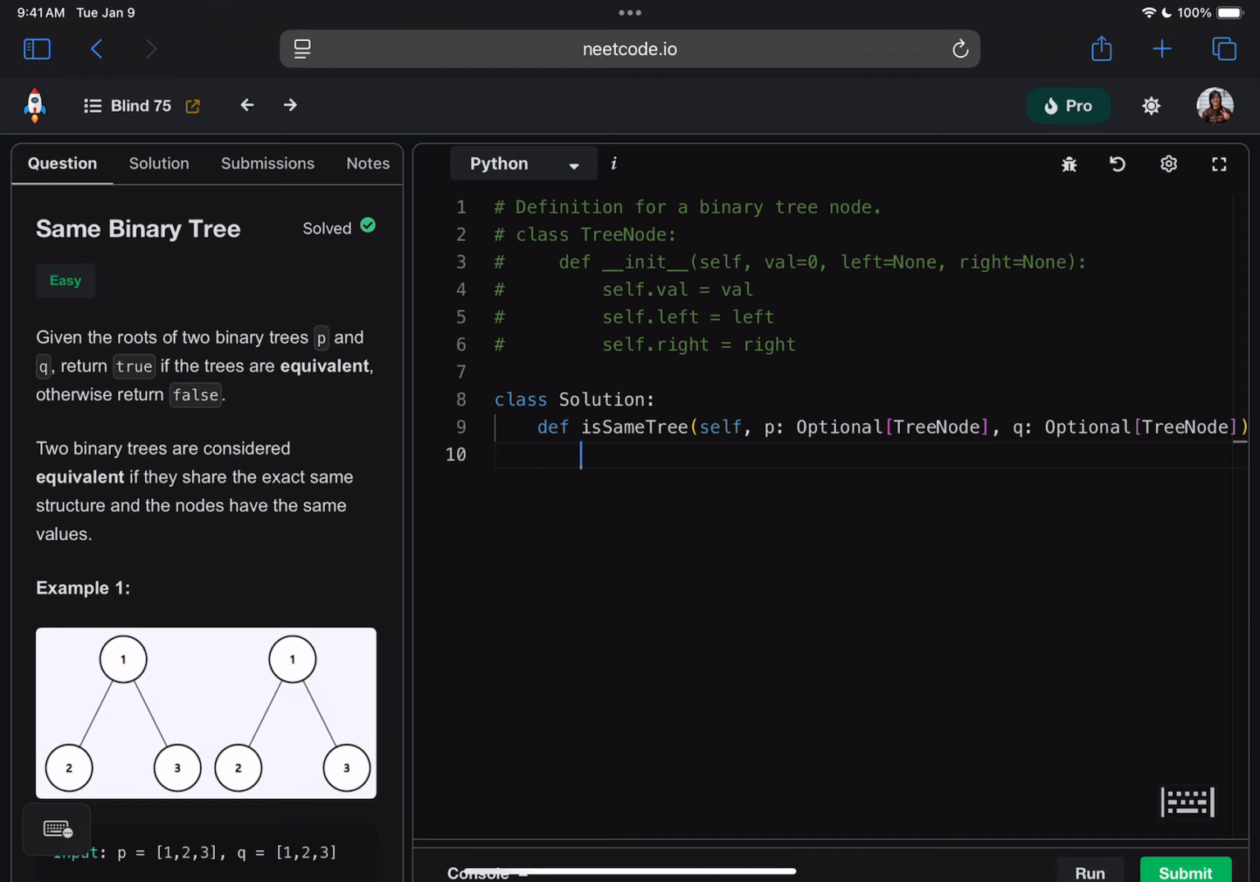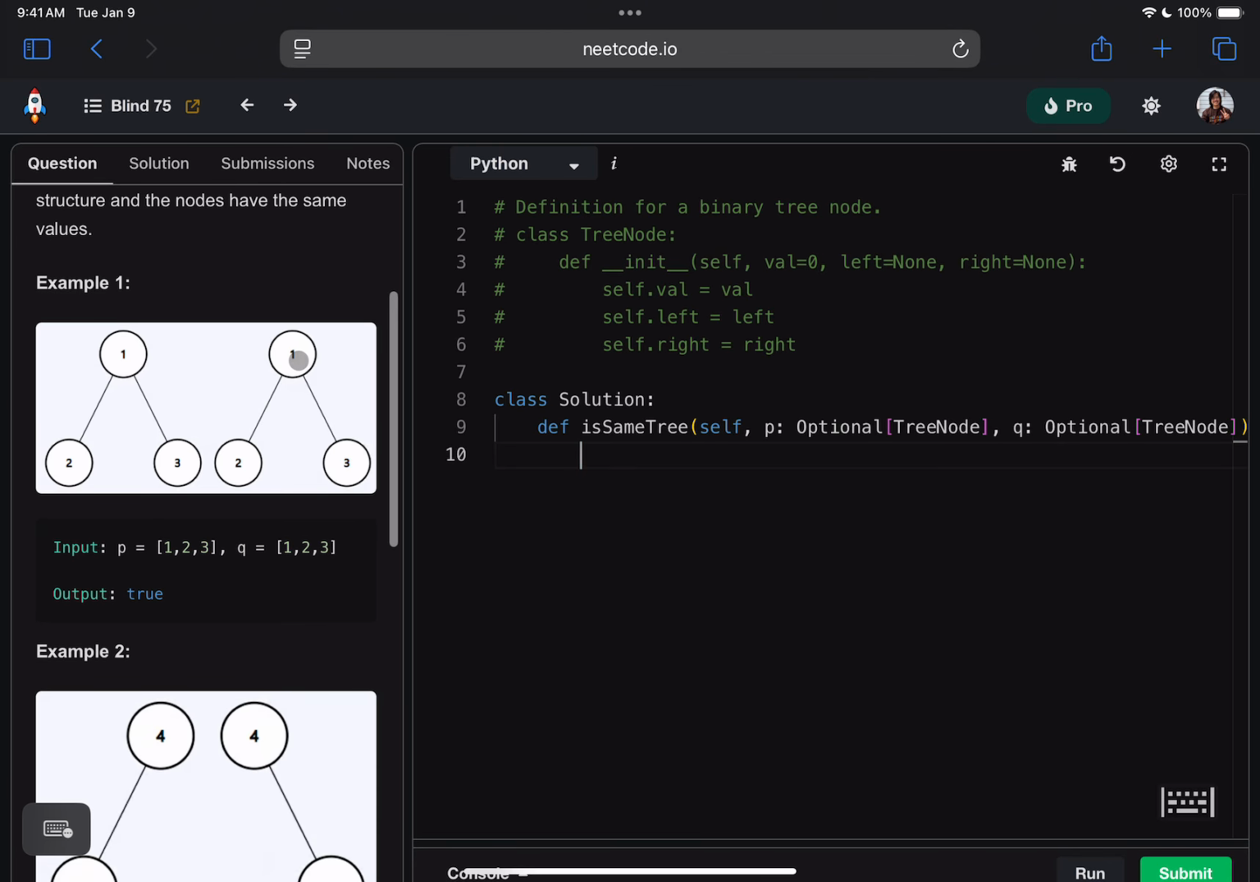Okay, so for example here, 1, 2, 3 being this tree here, 1 the root, and then 2 the left child, 3 the right child. Exactly the same as this one, 1 the root, 2 the left child, 3 the right child. And we return true, which hopefully is somewhat obvious here.